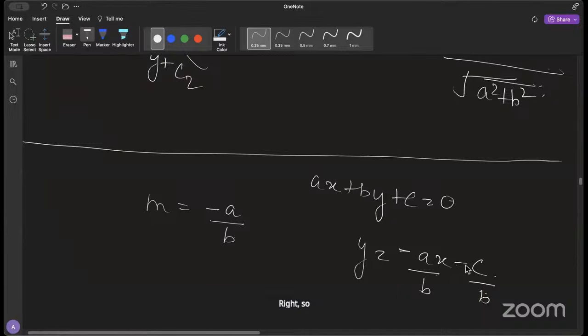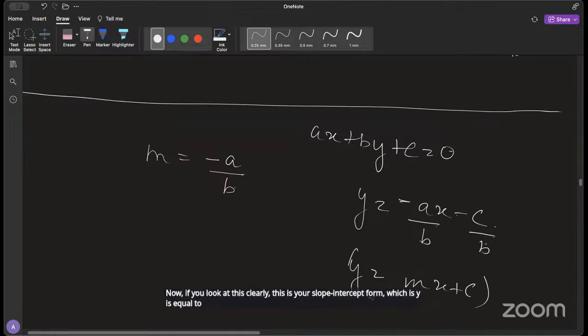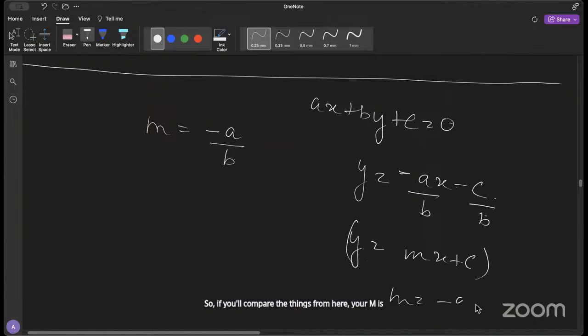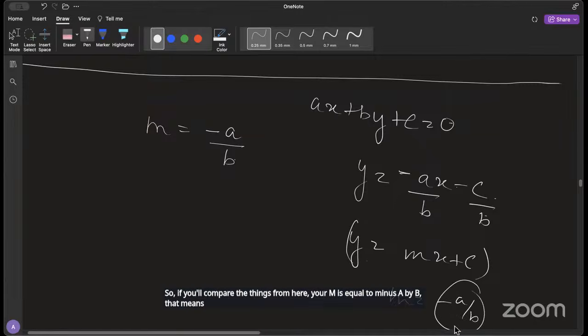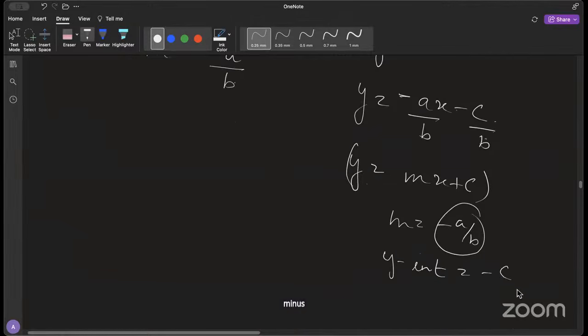Now if you look at this clearly, this is your slope intercept form, which is y is equals to mx plus c. So if you compare the things from here, your m is equals to minus a by b. That means your slope is minus a by b. And your y intercept is minus c by b.